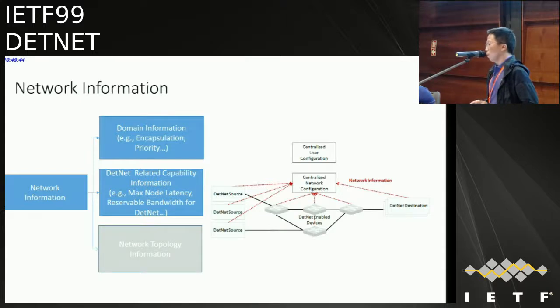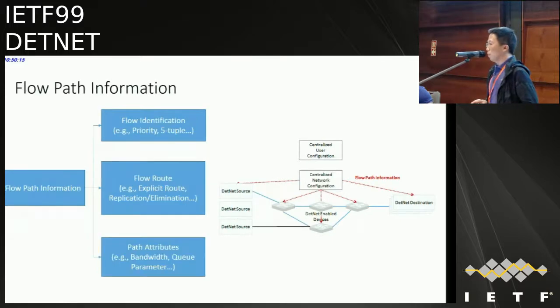But besides that, we also need some DETNET dedicated capability information, for example, the maximum latency, and how much reservable bandwidth can be used for DETNET establishment. We can see that this information can be collected by the network controller and combined with the flow constraint information, and we can compute the path. Yeah, here are some details about the flow path information, which includes the flow identifications, flow route, and the path attribute.